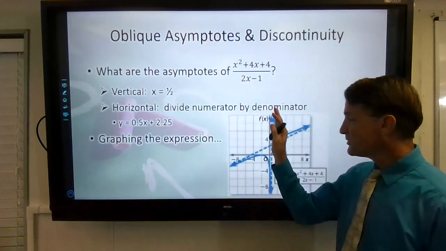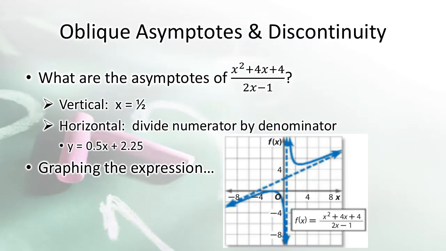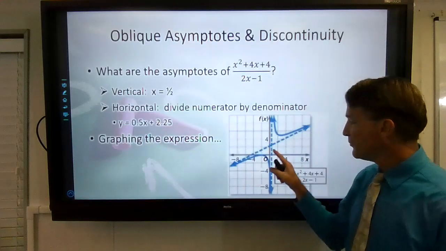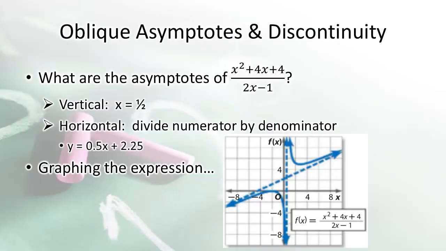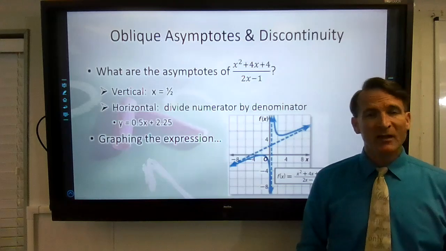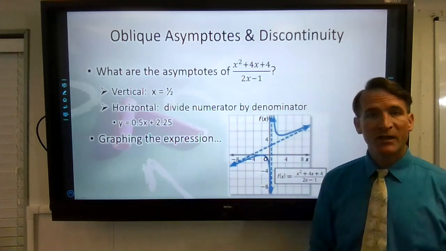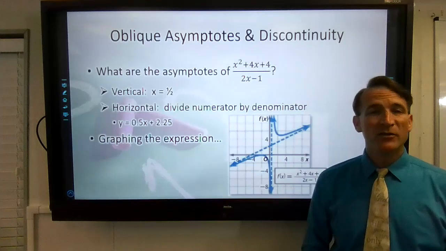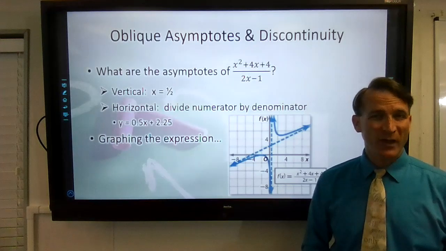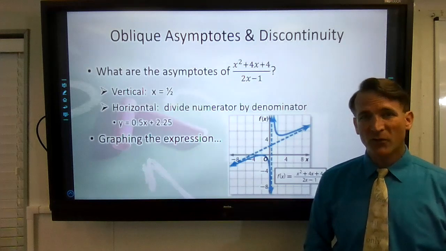So I've got my vertical asymptote at 1/2, and then I've got an oblique asymptote that crosses my y-intercept at 2.25 and has a slope of positive 1/2. We find the rest of the points on my graph just like we did yesterday, where we plug in some values for x and find the corresponding values for y. The nice thing about knowing where your oblique asymptotes are located is it does allow you to double check your work as you're plugging in values for x. You know you're not going to cross over those asymptotes.